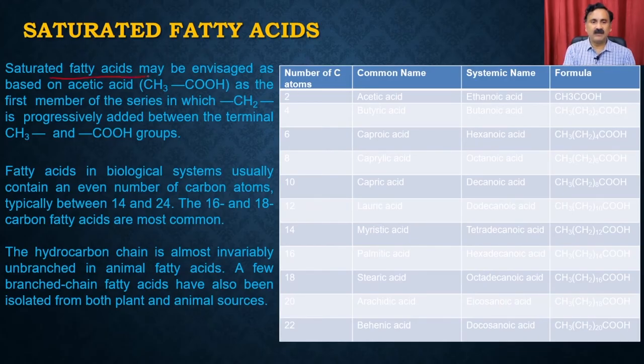Saturated fatty acids can be envisaged as based on acetic acid as the first member of the series, in which CH2 is progressively added between the terminal CH3 and COOH. So you can imagine that acetic acid is the first saturated fatty acid. If the number of carbon atoms is 2, then it is acetic acid or ethanoic acid. The formula is CH3COOH.